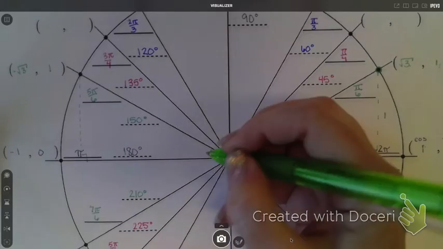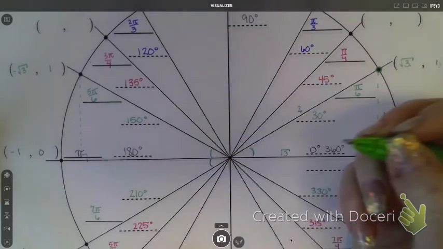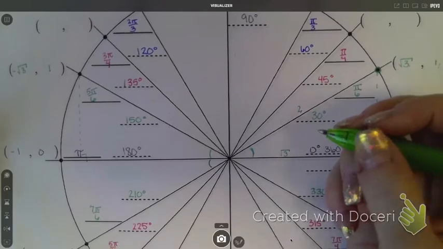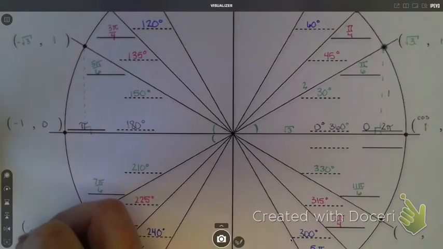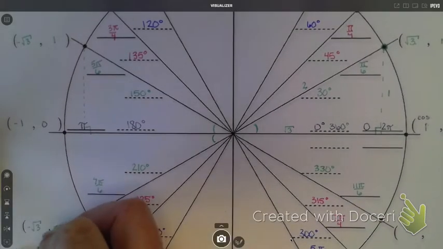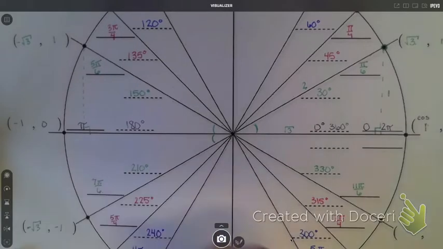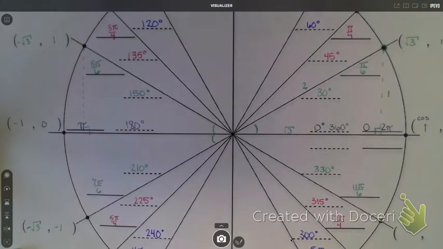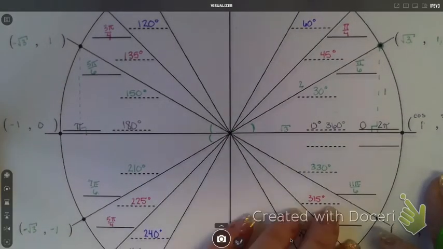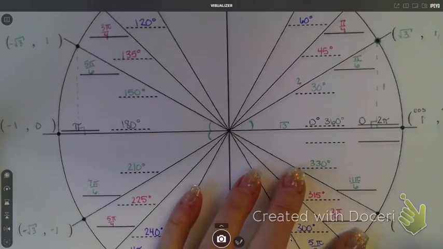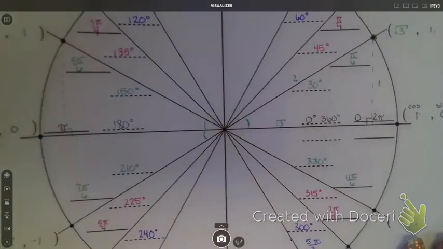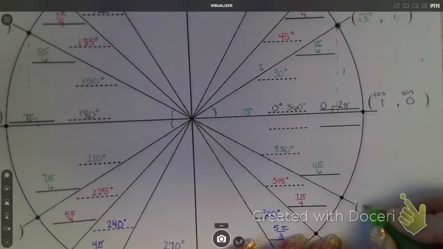Okay, is there another 30-degree angle? 210. 210 is another 30, 60, 90 triangle. So what is my coordinate there? Negative square root of 3, negative 1. Now you guys are picking up on the negatives. Why are they negative? Because they're on the negative sides of the coordinate plane, right? Okay, then is there another one? 330. So what are the coordinates on 330 going to be? Square root of 3, negative 1.